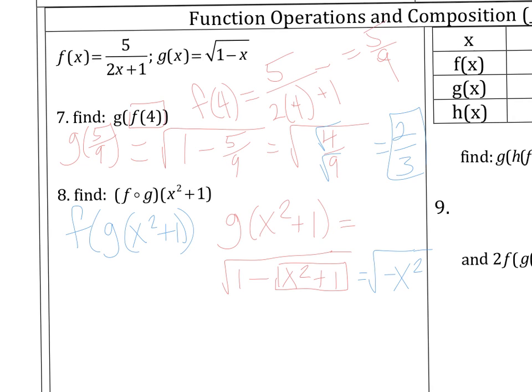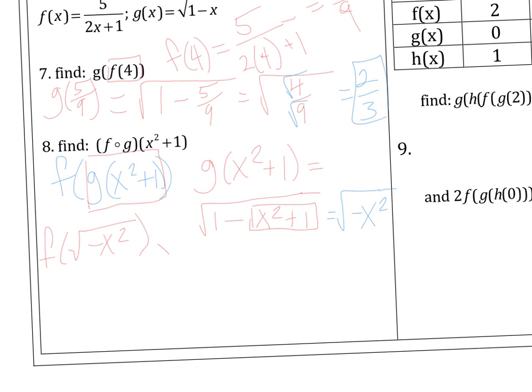which is never going to have a real solution, but we're okay with that for the moment, because all we're doing is taking this and plugging that in here. So f of the square root of negative x squared, and when I do that, I get 5 over 2 times the square root of negative x squared plus 1. Again, this is not something that would have any real solutions or any real values, but that's okay. That's not what you're asked to judge here. You're just plugging some stuff in.